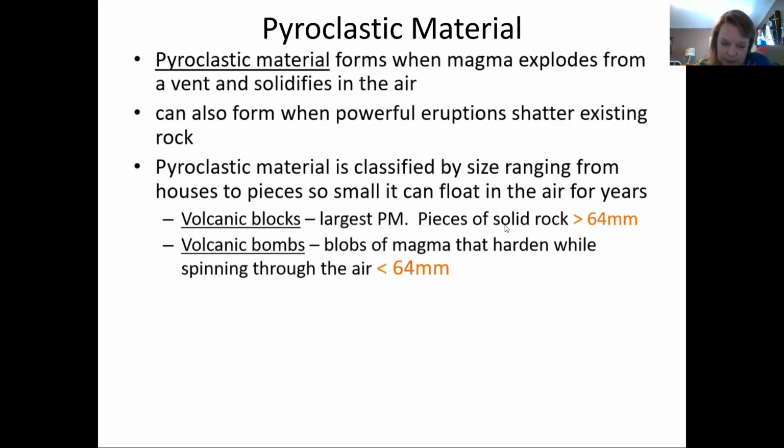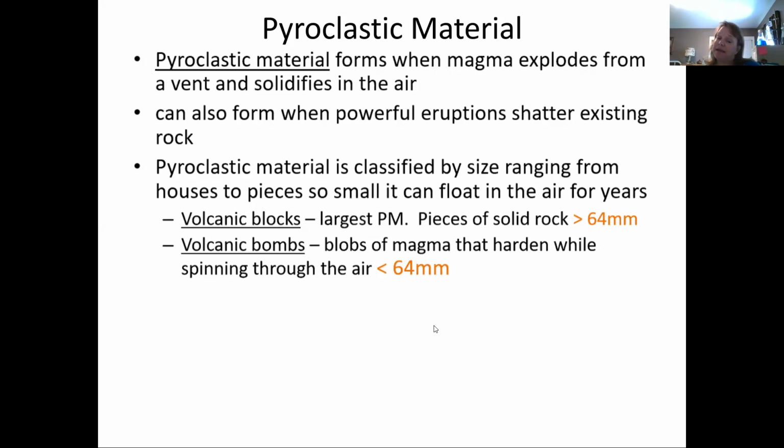Volcanic bombs are smaller than 64 centimeters. They can be, but there's something that makes a bomb unique, and I'll show you on the next page. It's a blob that gets expelled into the air, blown into the air, and it's spinning as it hardens. I'll show you on the next page that unique shape that results from a bomb. The spinning, you can imagine the centrifugal force would cause it to get these little tails on it, but I'll show you in a minute.